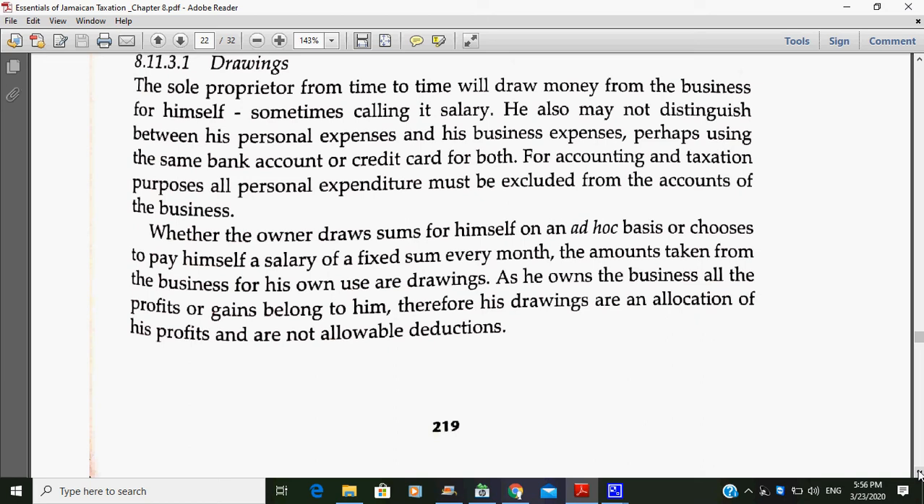As he owns the business, all the profits or gains belong to him. Therefore, his drawings are an allocation of his profits and are not allowable deductions. Alright?